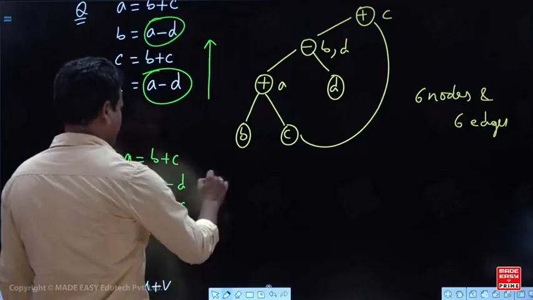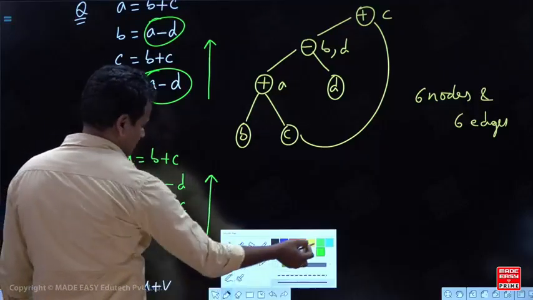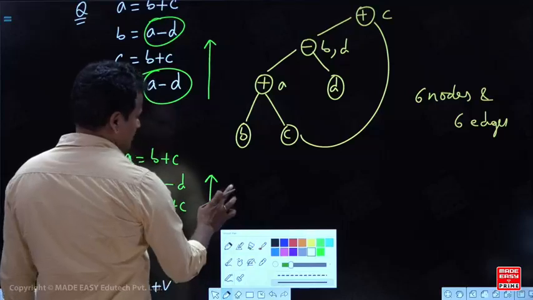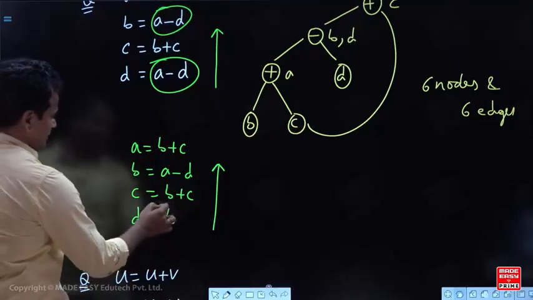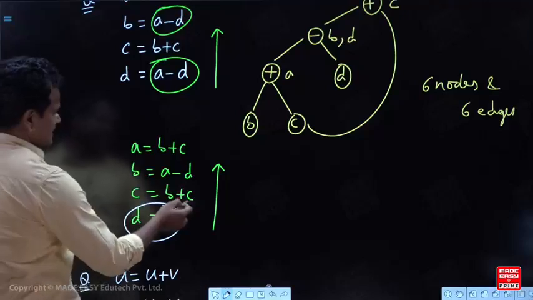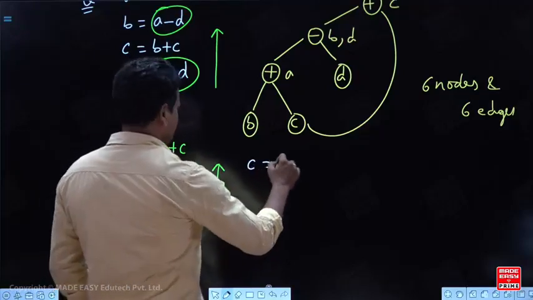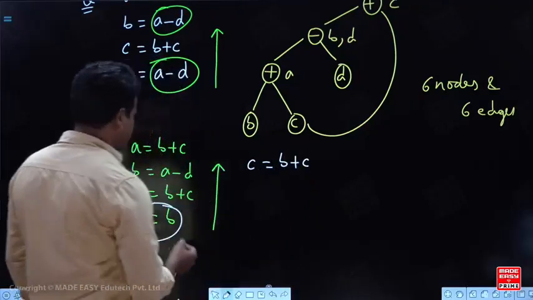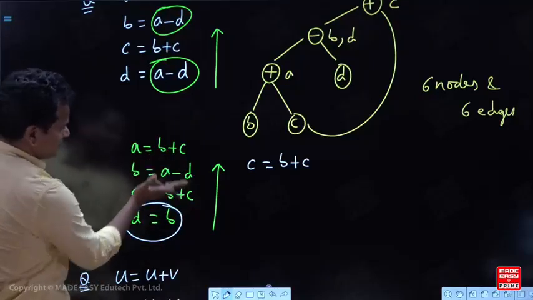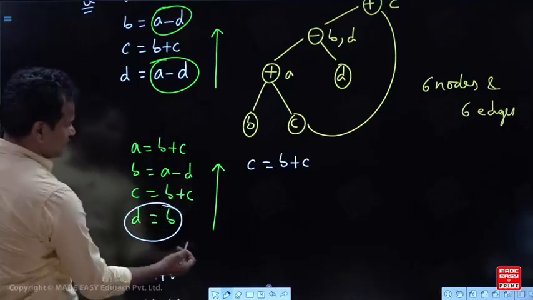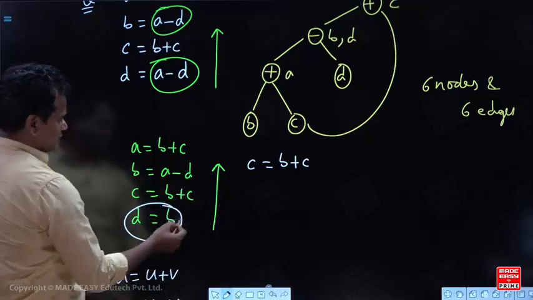Now I am going bottom up. So D equal to B. So don't take the single one. Take the C. C equal to B plus C. If I take D equal to B, I have to skip this one, then I cannot come down. Whenever you are going, you just go in this direction only. So D equal to B, leave it.